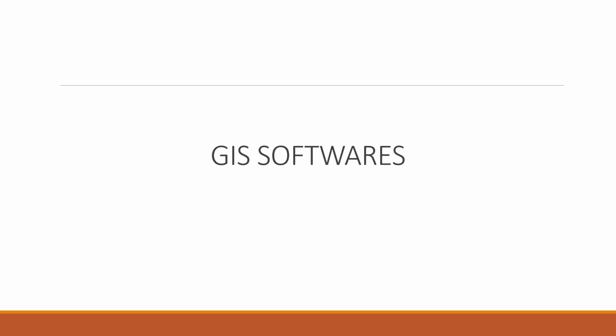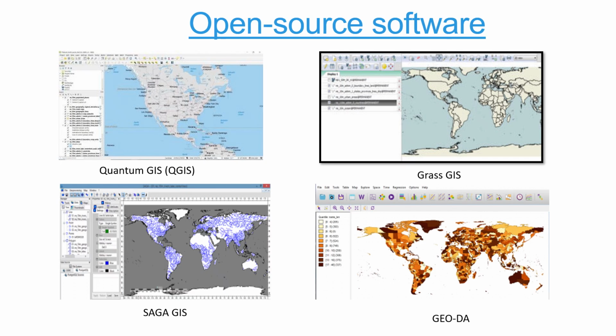Now let's talk about GIS software. GIS software is the core tool that allows us to store, manage, analyze, visualize, and interpret geographic data. Without GIS software, spatial data cannot be processed or converted into meaningful maps and insights. Now, let's understand open source software. Open source software is software whose source code is freely available to the public. This means anyone can use, modify, improve, and distribute the software without paying licensing fees.